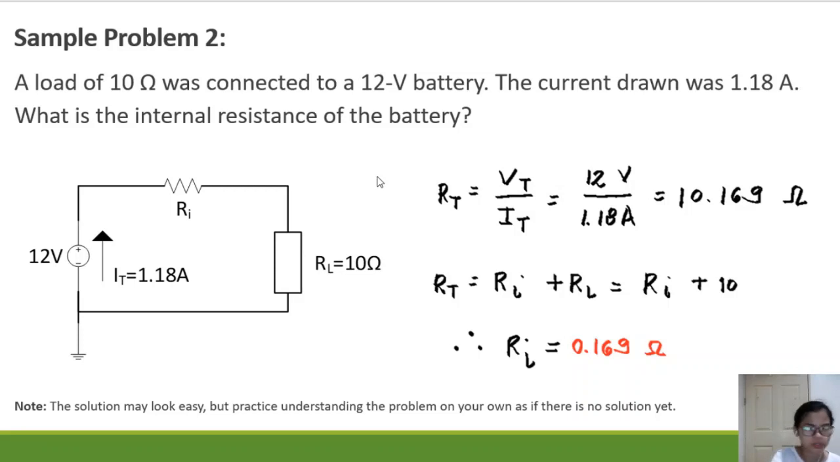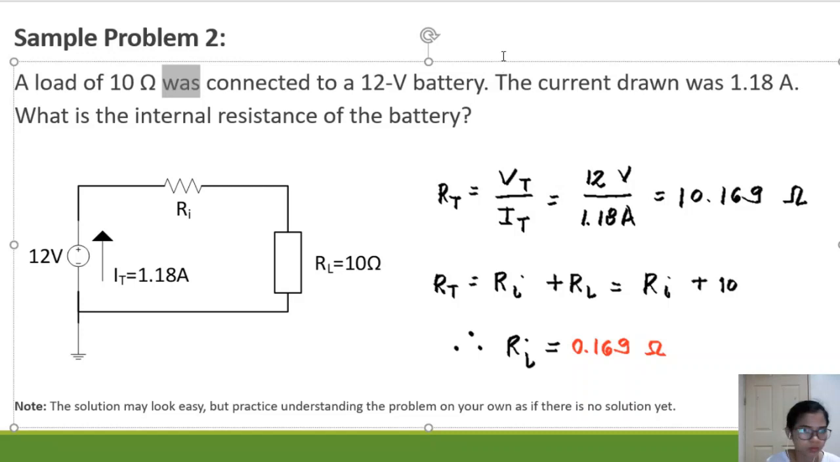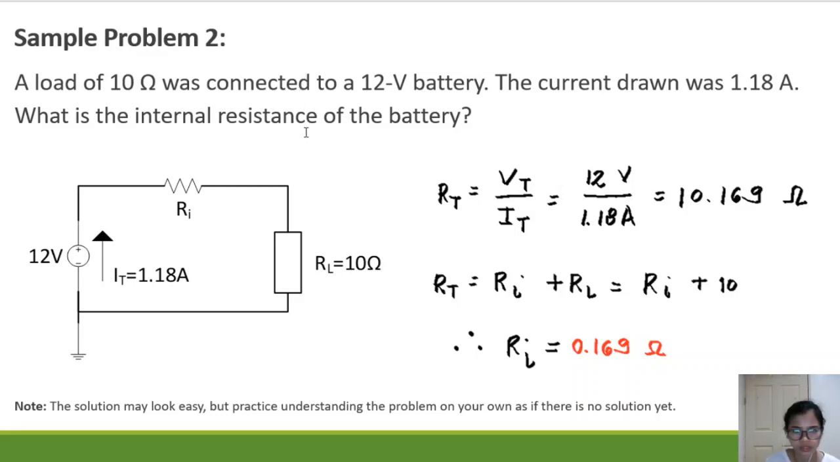Okay, so let's have this sample problem. Let us assume that we do not know the solution for this problem. We only know the problem itself. We have here a load of 10 ohms connected to a 12 volt battery. The current drawn was 1.18 amperes. What is the internal resistance of the battery? So you must know what a battery is. Any battery, even a battery used for your alarm clocks, has terminals. It is said here that this load is connected to that 12 volt battery. Therefore, the battery can supply up to 12 volts. And the current drawn was 1.18 amperes.